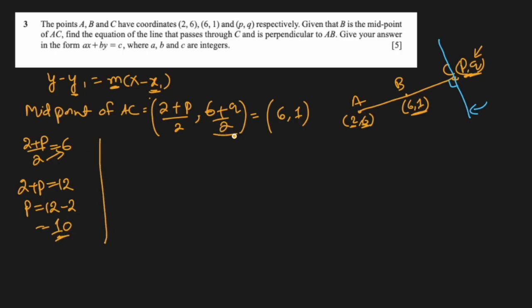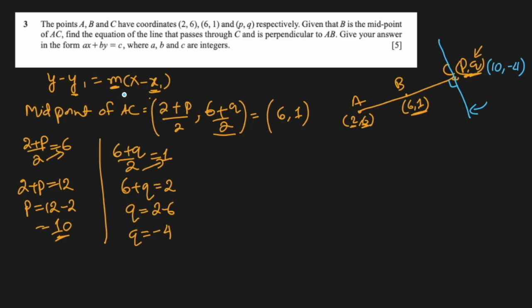Similarly, we'll make an equation out of the y coordinate. 6 plus Q divided by 2 equal to just 1. Cross multiply. 6 plus Q equal to 2. Q is 2 minus 6. So Q is minus 4. So we know the points now. x was 10, y is minus 4. This is what we got. So now we have x1 and y1. What is remaining is a gradient.